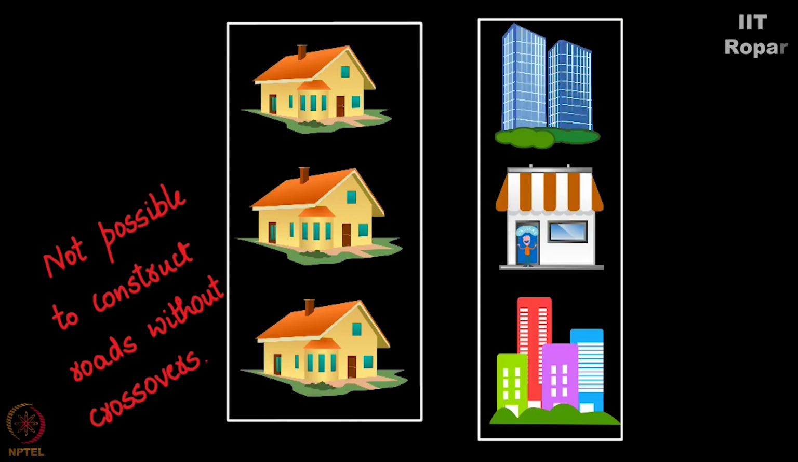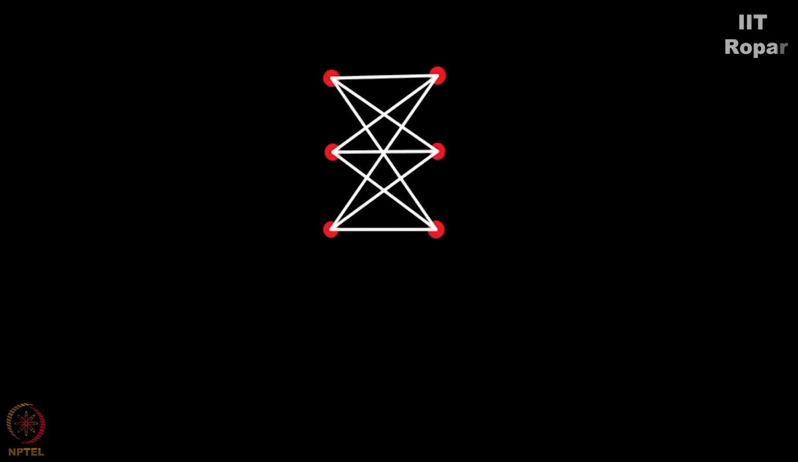How do you do that? Let me first write down what this graph is. It has 3 dots here and 3 dots here, and every dot connects to every other dot. Correct? This is the structure. And it's a bipartite graph, as you know. It's a complete bipartite graph. That's what you mean by K33.